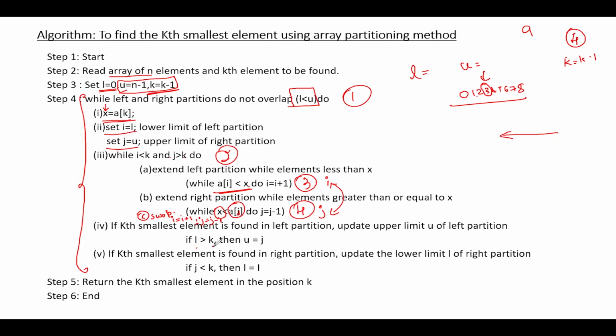I is greater than k. If I is greater than k, then I'm going to set my upper bound to j. Similarly, if j is lesser than k, then I'm going to set my lower bound to I. Okay, so this is how the algorithm works.